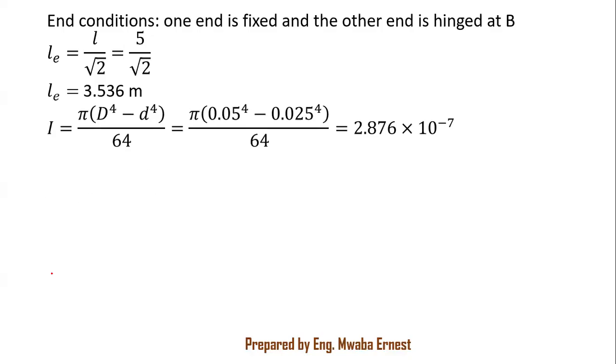The moment of inertia for this hollow member: we say pi times outer diameter power 4 minus inner diameter power 4, everything divided by 64. So pi times 0.05 raised to power 4 minus 0.025 raised to power 4, divided by 64. Our answer is 2.876 by 10 raised to power -7. This is in meters raised to power 4.